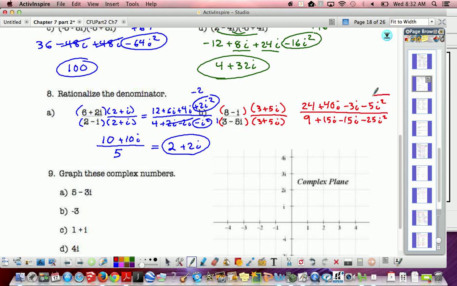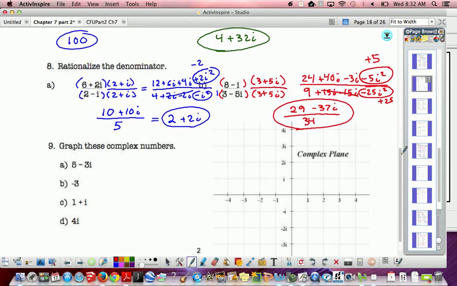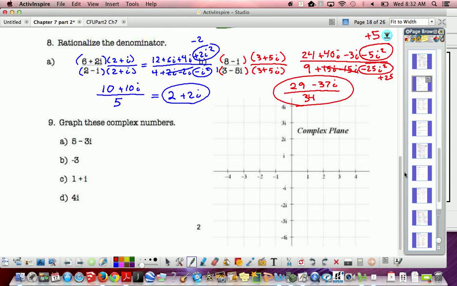Now when I simplify the top, the last one becomes a plus 5. The negative 5i squared becomes plus 5. So 24 and 5 make 29. 40i minus 3i is minus 37i. All over, the middles cross out. Negative 25i squared becomes 25. 9 plus 25 is 34. That one doesn't simplify because 29, 37, and 34 do not have any factors in common.